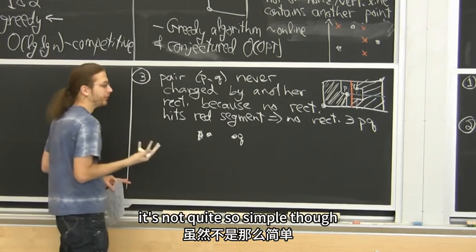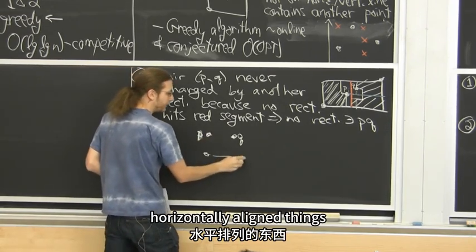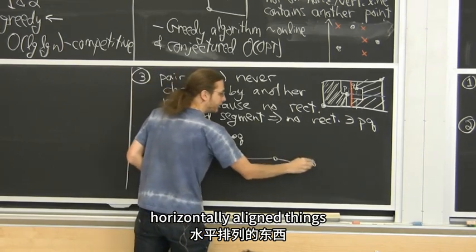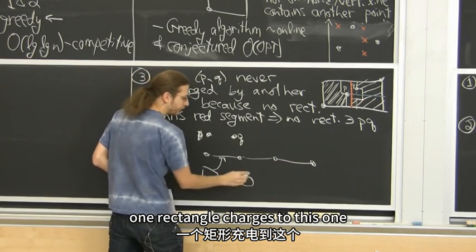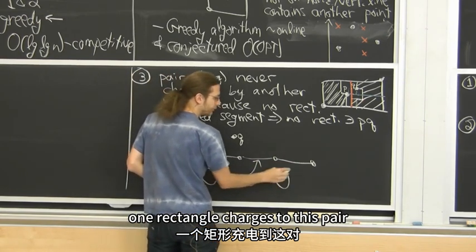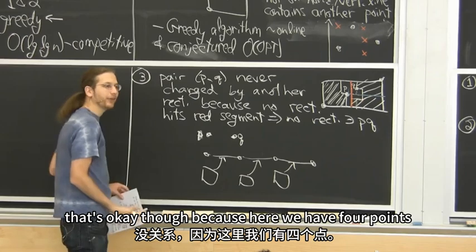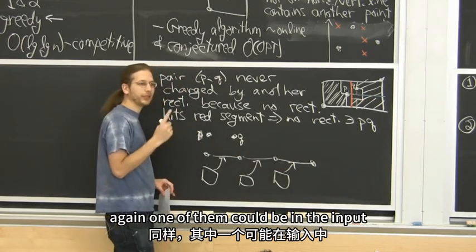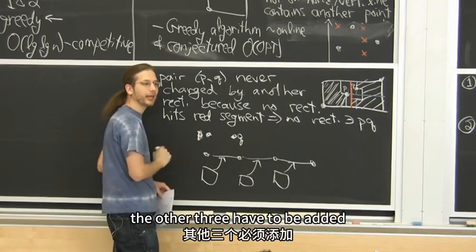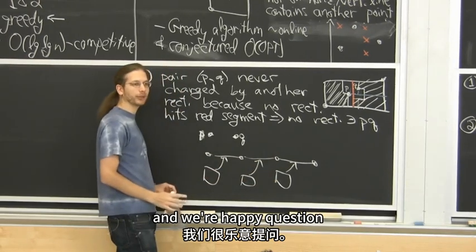It's not quite so simple, though, because we might have a whole bunch of horizontally aligned things, and one rectangle charges to this one, one rectangle charges to this one, one rectangle charges to this pair. That's okay, though, because here we have 4 points. Again, one of them could be in the input. The other 3 have to be added. And so you've got 3 rectangles, 3 added points, and we're happy.